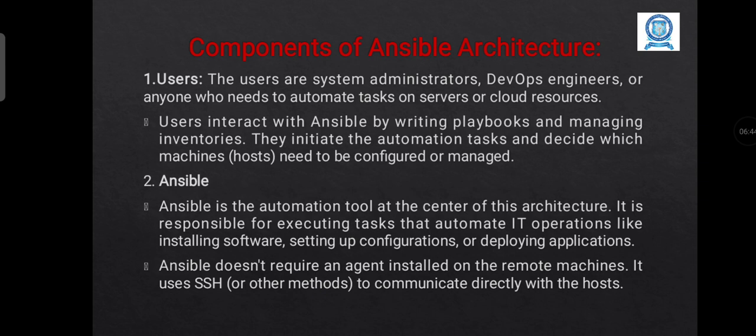Components of Ansible architecture. First of all, users. Users are system administrators, DevOps engineers, or anyone who needs to automate tasks on servers or cloud resources. Users interact with Ansible by writing playbooks and managing inventories. Ansible is the automation tool at the center of this architecture. It is responsible for executing tasks that automate IT operations, like installing software, setting up configurations, or deploying applications.